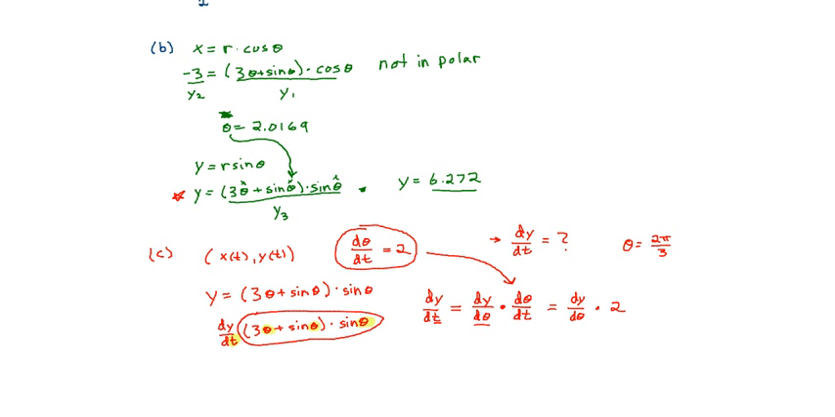And dy d theta, taking the derivative of this, you don't actually have to do that by hand because you want the derivative at theta. So you can just plug that into your calculator. Take the derivative of this one, and at the point 2 pi over 3, plug that into your calculator, and you will get your answer. That's all you have to do there.